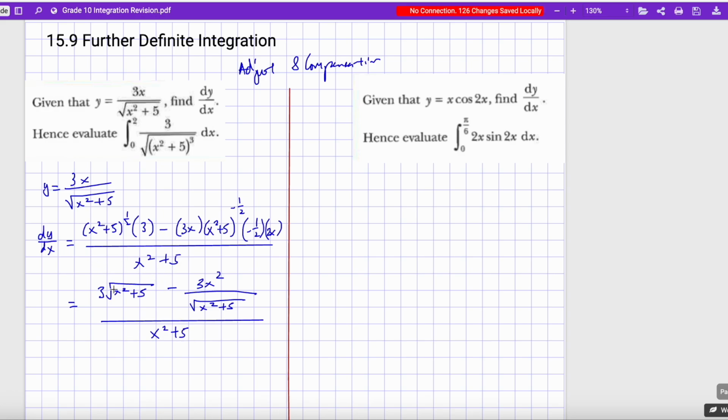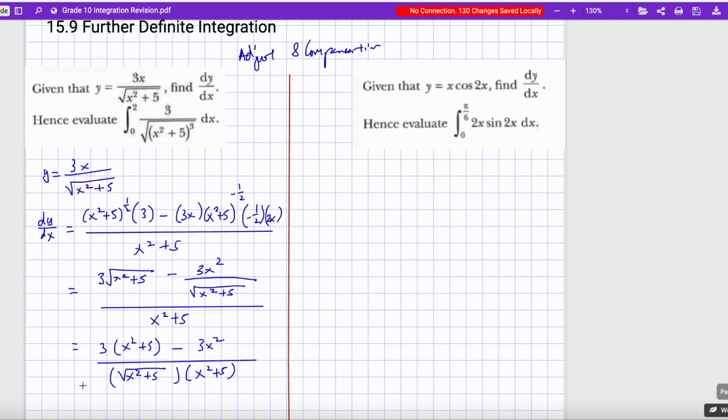There is a lot of work to be done on the numerator side. We're going to join them into a single fraction. So we multiply by root of x squared plus 5, so this will be x squared plus 5 minus 3x squared, and the whole thing is over root of x squared plus 5. We can multiply the denominator with x squared plus 5, so this will be just x squared plus 5. We can go ahead and simplify that.